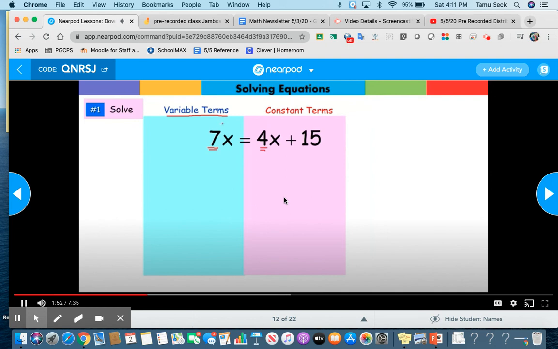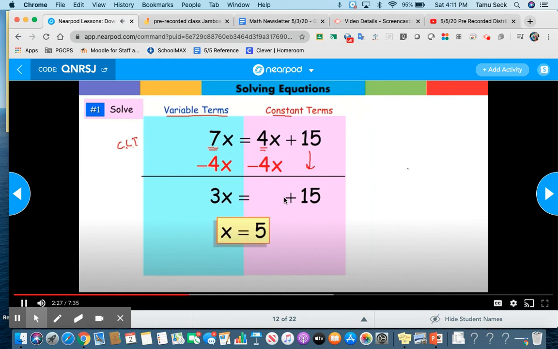As soon as you pick your side, now I want to get the variable term off the constant side. So I'm going to subtract 4x from this side. But if I subtract 4x from this side, I, of course, subtract it from this side. These are like terms, so we collected all the x's on this side by combining like terms. So that's the CLT. We both collect and combine like terms. This 15 goes along for the ride. Now I have just a variable term on this side, a constant term on this side. Now I'm ready to solve, which of course just means dividing both sides by 3. We have x equals 5.